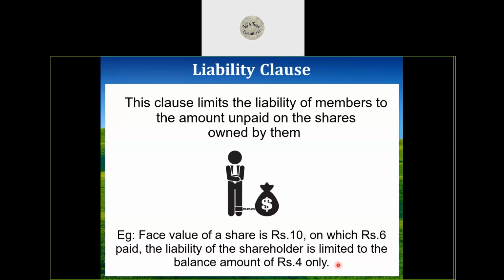केस स्टडी कैसे आते हैं? केस स्टडी आते हैं फॉर एग्जांपल, Ajay has 1000 shares of a company. The face value of the share is 10 rupees and 6 rupees has been paid up. What will be the liability of the shareholder? Then we will be saying 1000 into 4, that is only 4000 rupees more can be taken from the shareholder. This type of case study can come.